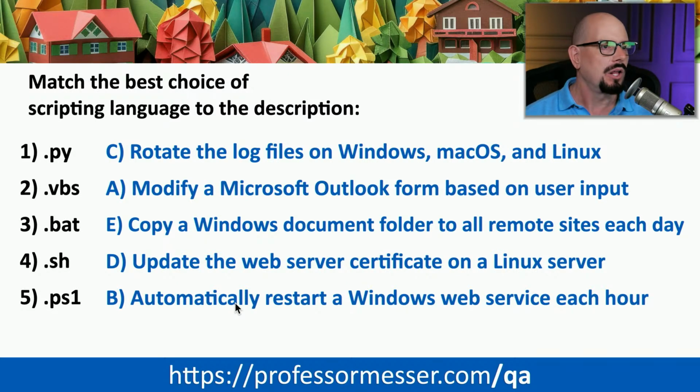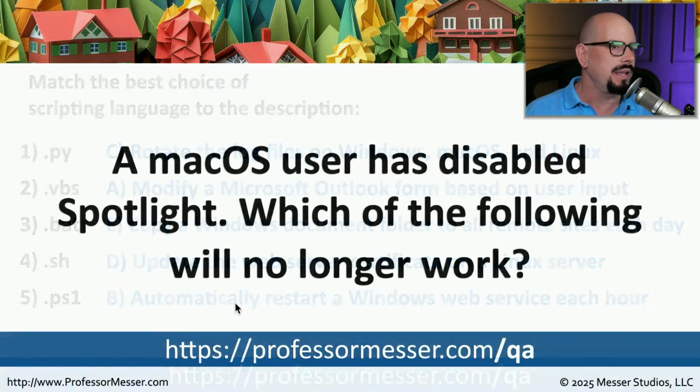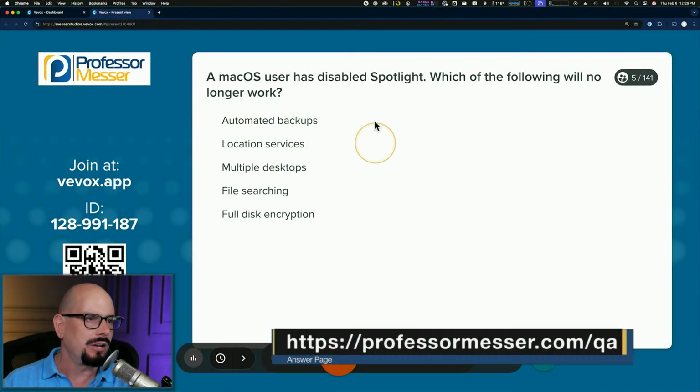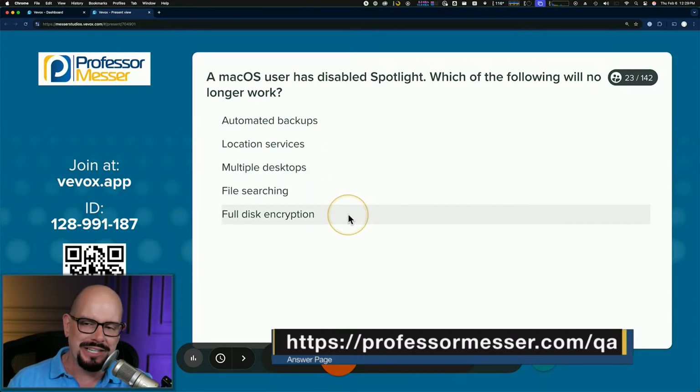Now that we've done our performance-based question of the week, congratulations to you that got those. Now let's change our direction and go back to a multiple choice question, one that you may have already seen before. The question asks, a Mac OS user has disabled Spotlight. Which of the following will no longer work? Would it be automated backups, location services, multiple desktops, file searching, or full disk encryption?